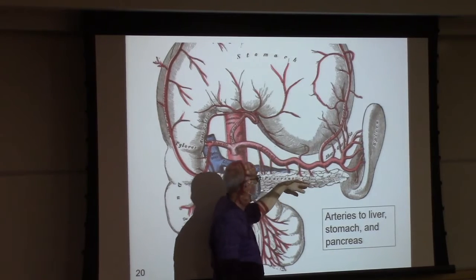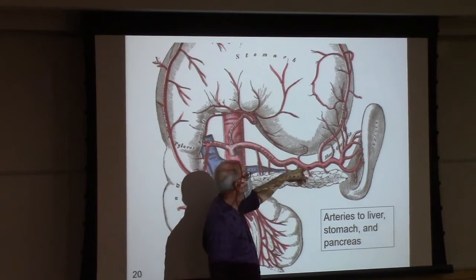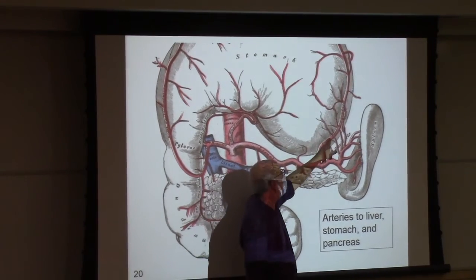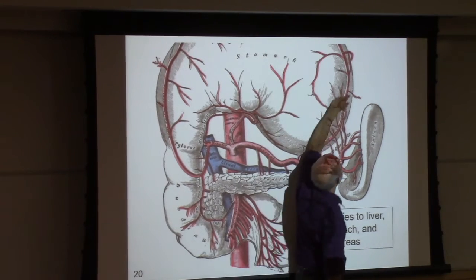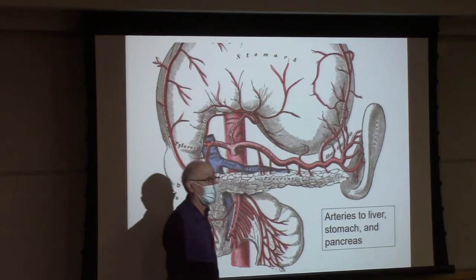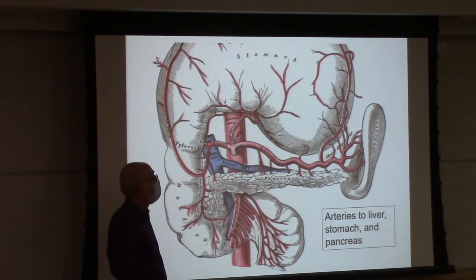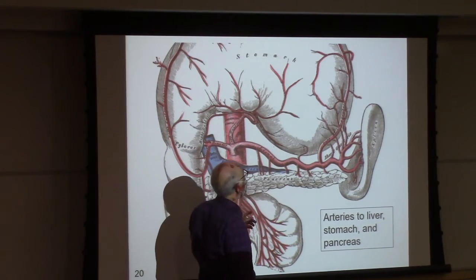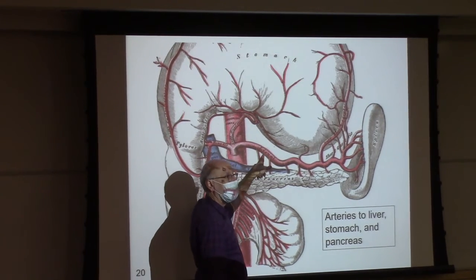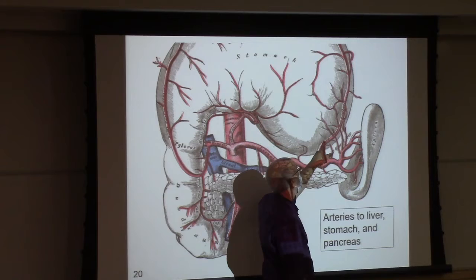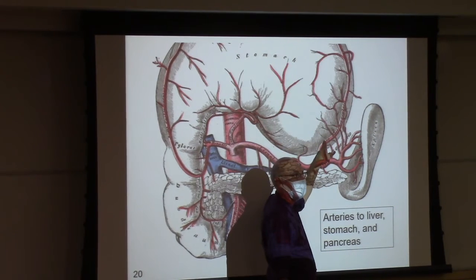But it also serves the pancreas, and it provides a branch for the left gastroepiploic, which serves the left side of the greater curvature. So the left side of the greater curvature: celiac trunk, splenic, left gastroepiploic.